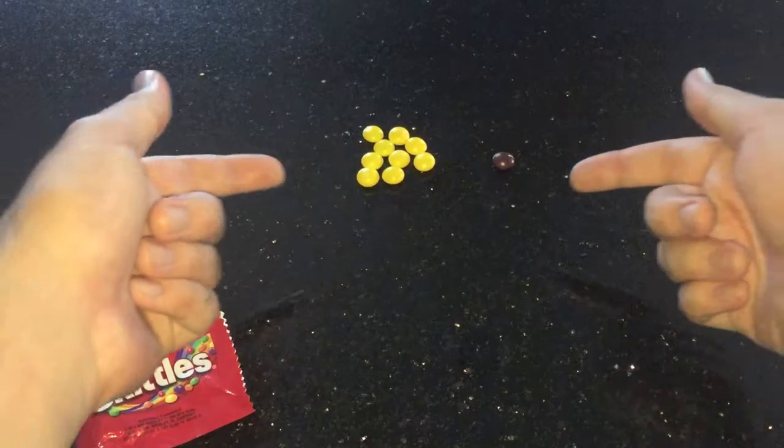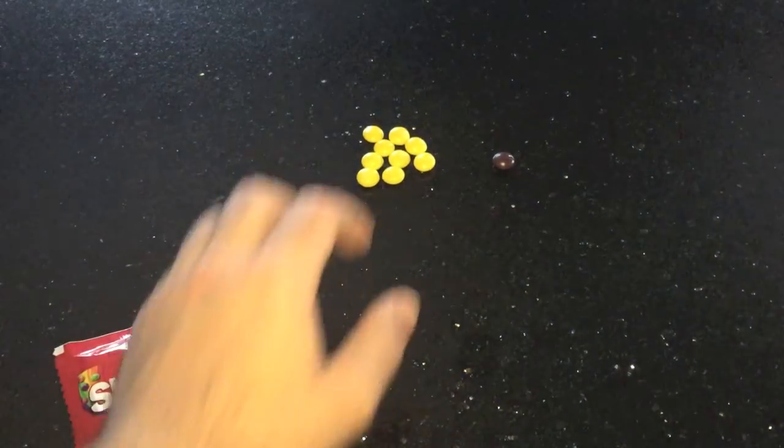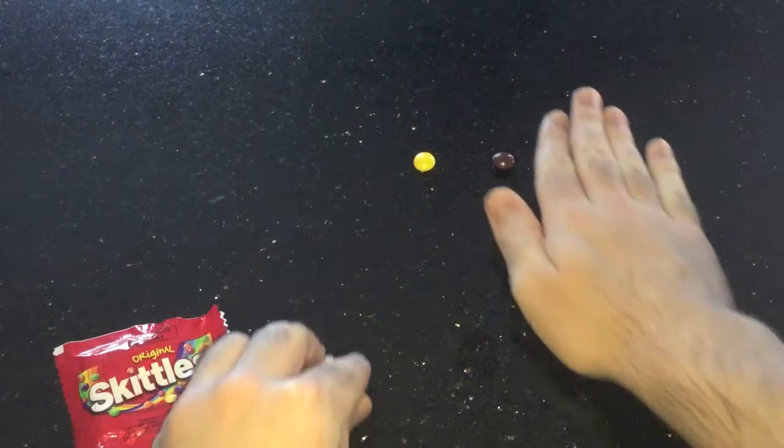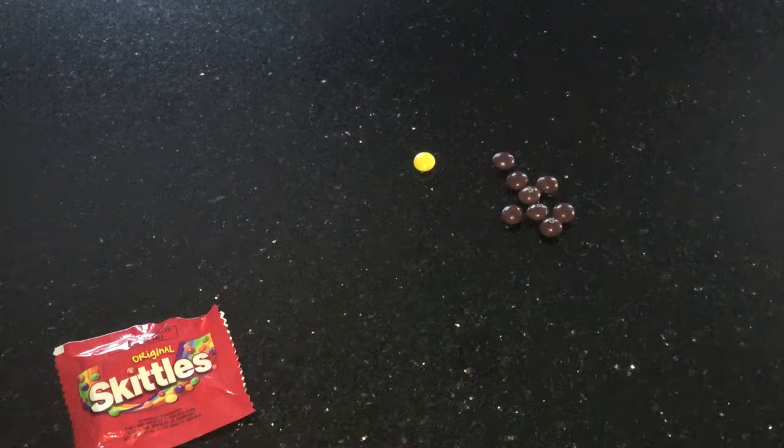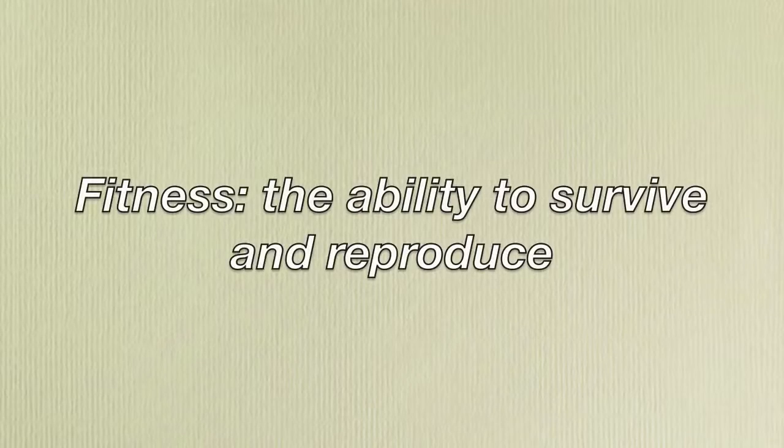In this example, the purple Skittles had the favorable phenotype, since they could hide better than the yellow Skittles. This phenotypic advantage is known as an organism's fitness, or its ability to survive and reproduce, where it passes its beneficial genes to its offspring. Now that we understand how the basic process of natural selection works, let's review.